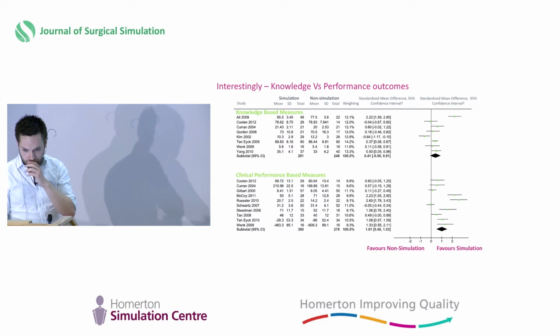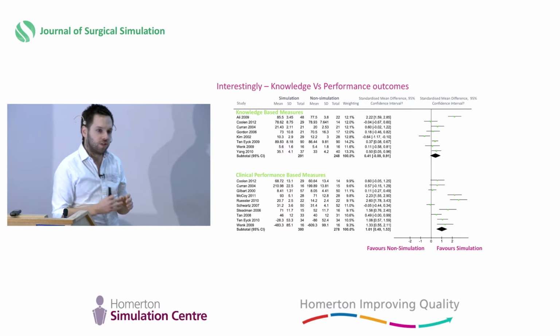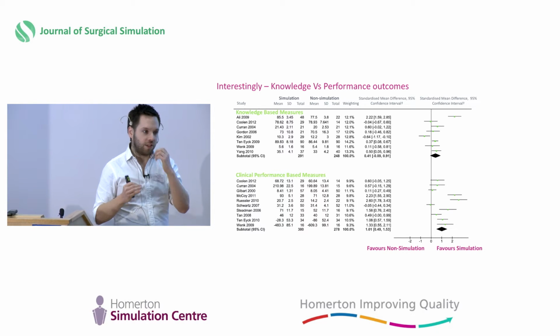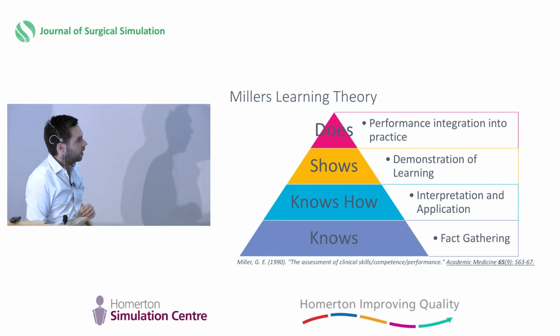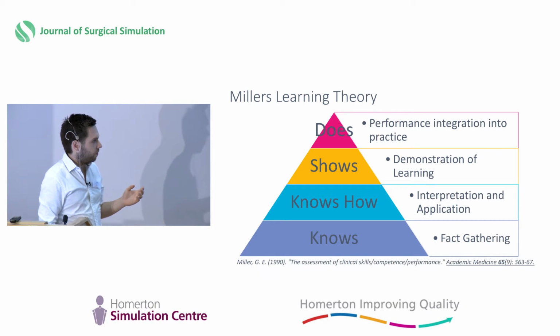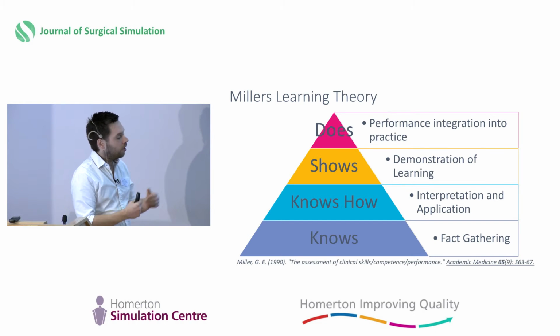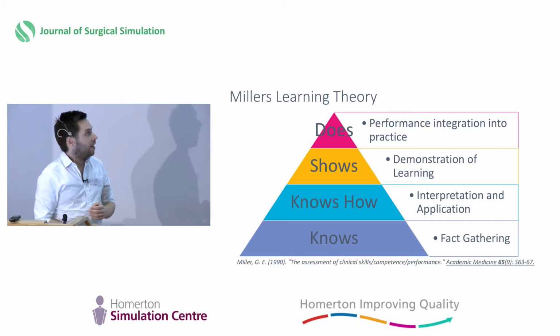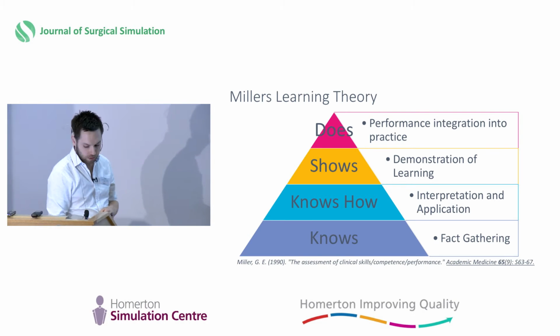And I think there are a few potential reasons for this. I think that's because what simulation does is it helps us transition through the different stages of learning. So this is Miller's pyramid. It's quite basic learning theory. What this says is that we basically start with fact gathering, and as we learn, we start knowing, and then we know how, and then we begin to be able to show what we've learnt, and finally we'll be able to perform or carry out those tasks.